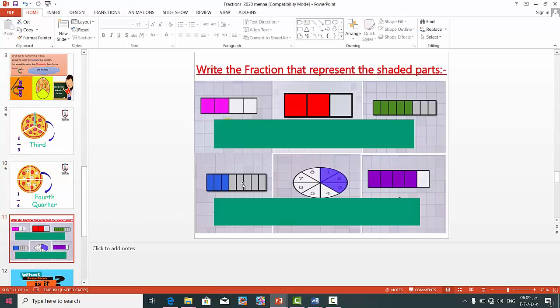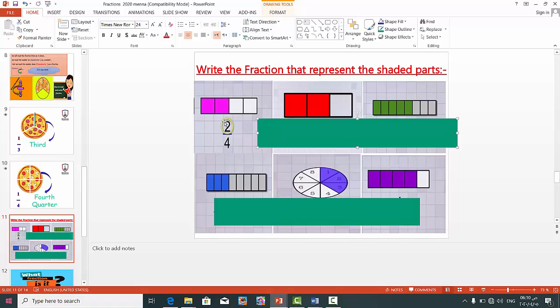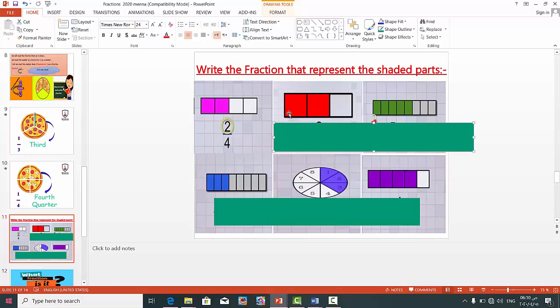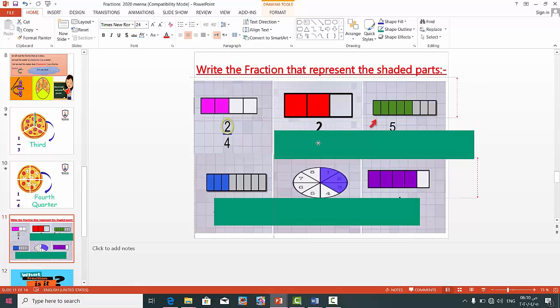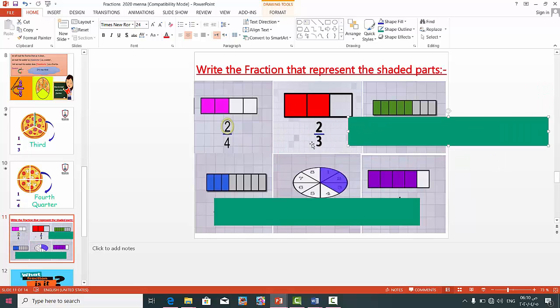Let's have another exercise. Write the fraction that represents the shaded parts. Here, my students, how many shaded parts? 1, 2. How many all parts? 1, 2, 3, 4. So the fraction will be 2 over 4, 2 fourths. Here, how many colored parts? 1, 2. I will write 2 up. How many all parts? 1, 2, 3. So the fraction will be 2 thirds.